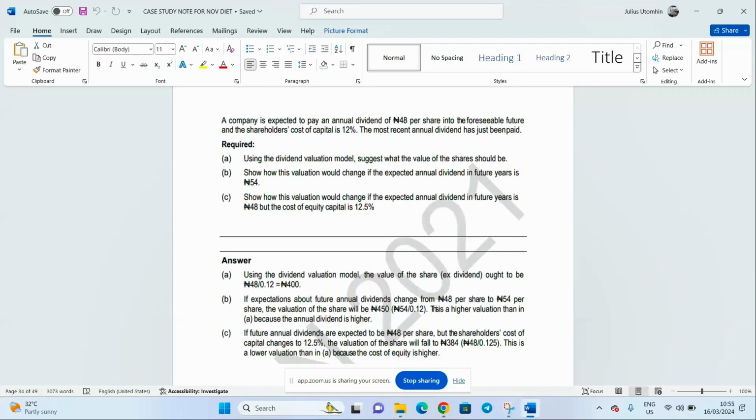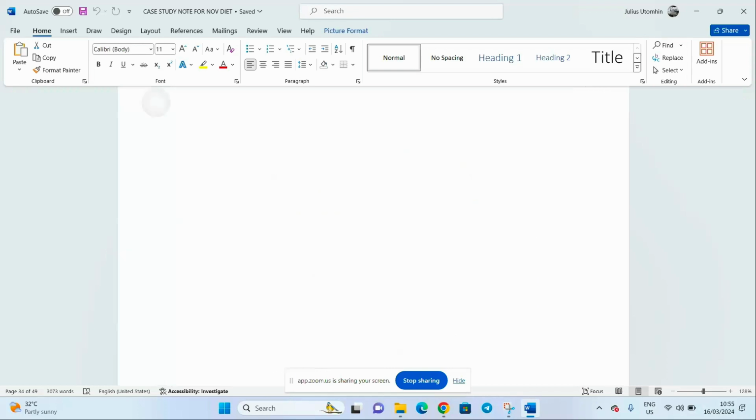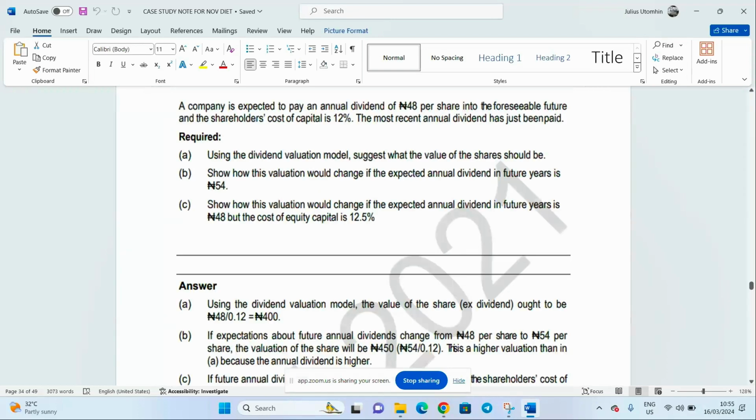The company is expected to pay an annual dividend of 48 naira per share into the foreseeable future, and the shareholders' cost of capital is 12%. The most recent annual dividend has just been paid. Required: using the dividend valuation model, suggest what the value of the share should be.